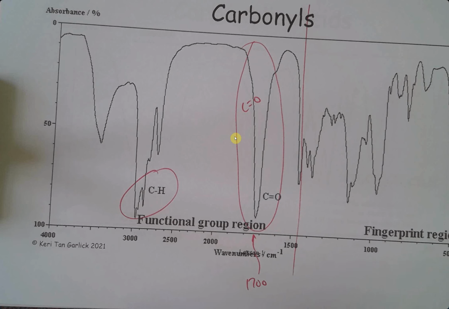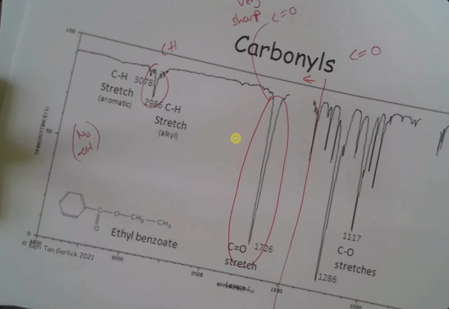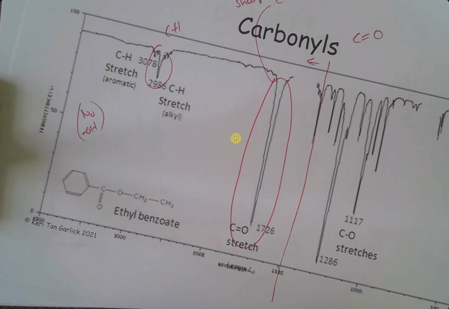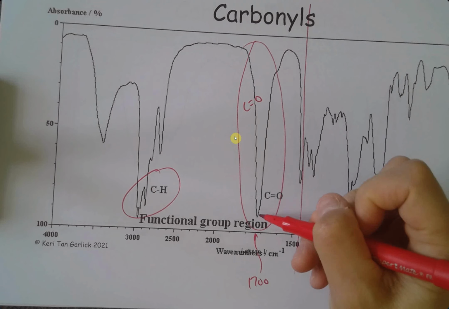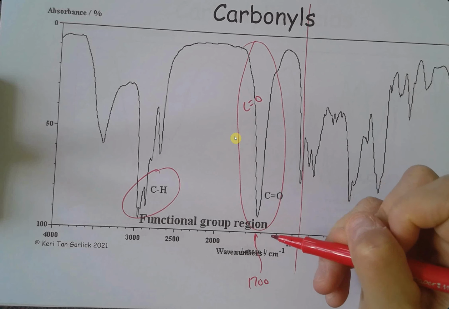So this also is a carbonyl. So both this one and this one are carbonyls. They look slightly different, but the main thing you're looking for is a sharp peak at 1700. And that is a very deep, sharp peak. We good? All right.